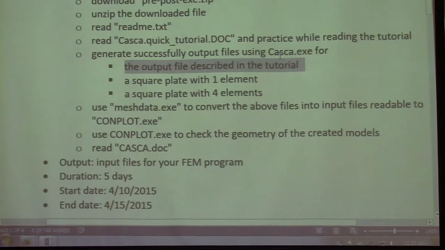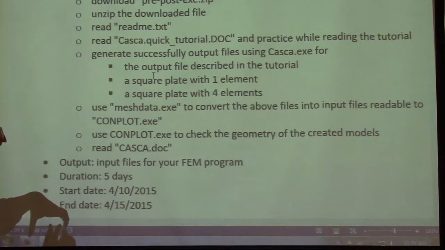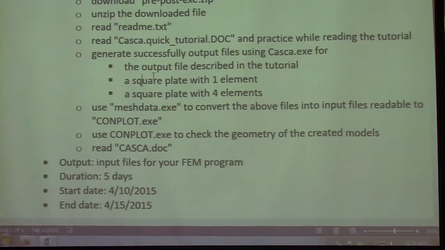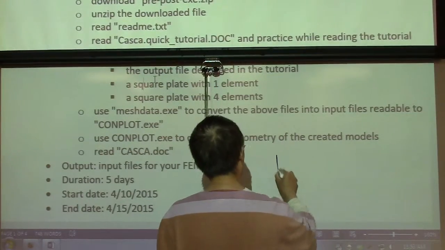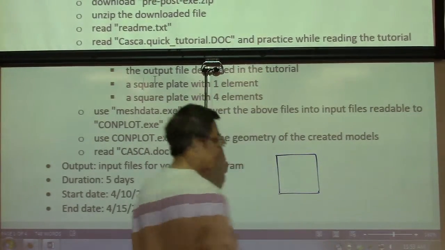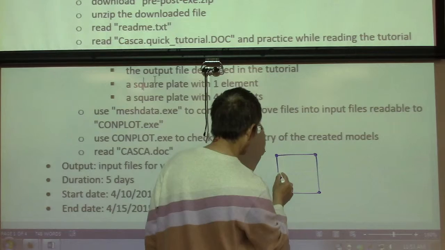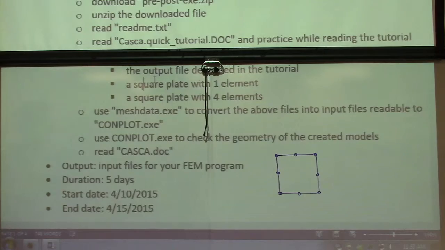In addition, I suggest you create 2 additional files. One is a simple square, just one element. The other is the same simple square, but more elements. Actually, I would say 4 elements. Okay, let me draw that. One is this. Because we use Q8, you will have 8 nodes: 4 corner nodes and 4 mid-edge nodes.